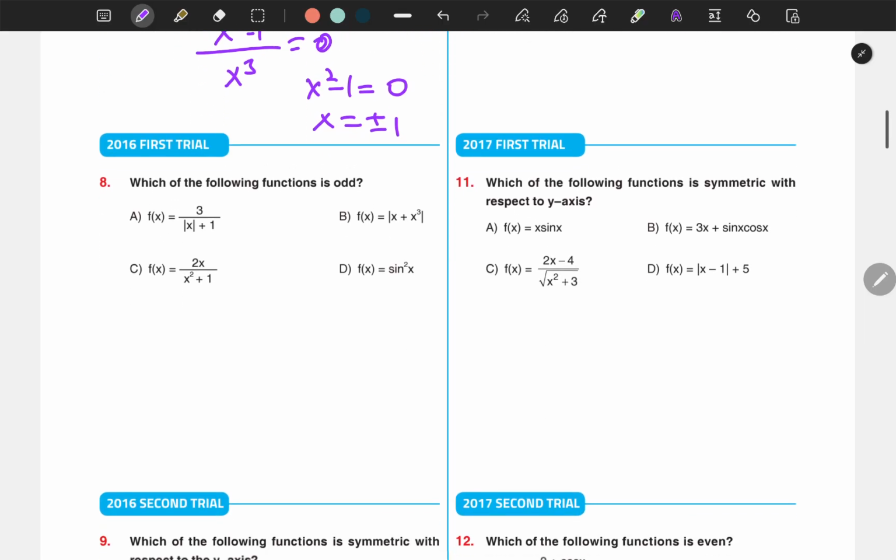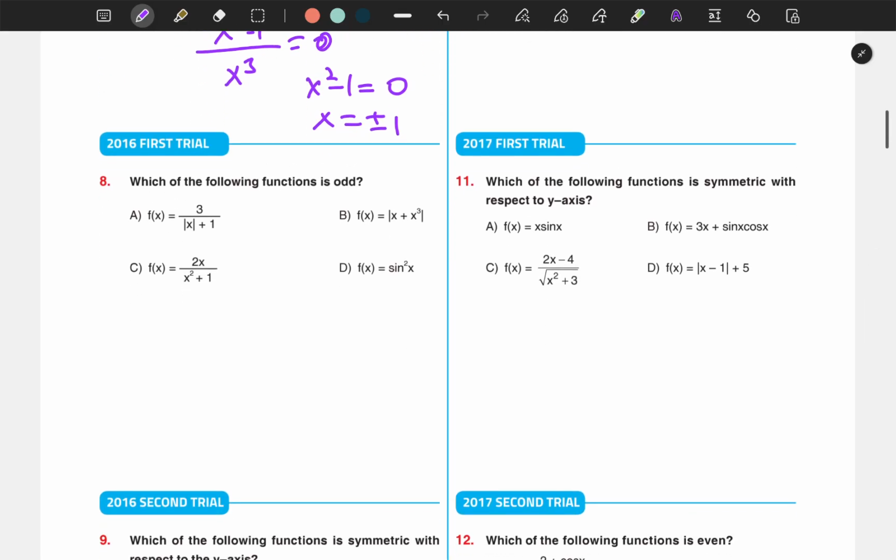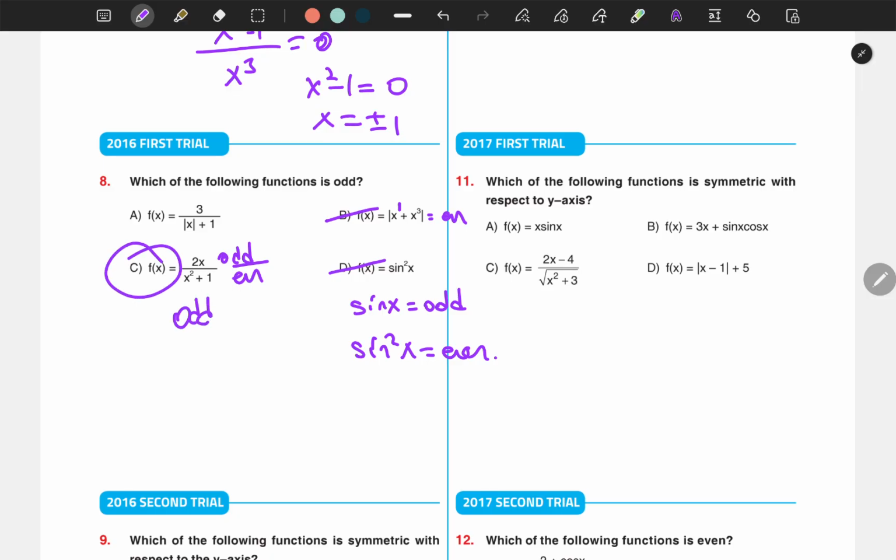Which of the following is an odd function? Okay. Look here, inside is odd, isn't it? But outside will be even. Eliminated. Sine square is always an even function, guys. There's no problem. Sine x is odd, but if I have sine square x, it is even. Okay, 2x is odd. X squared plus 1 is even. Odd divided by even is what? Odd, isn't it? Answer. That's it.